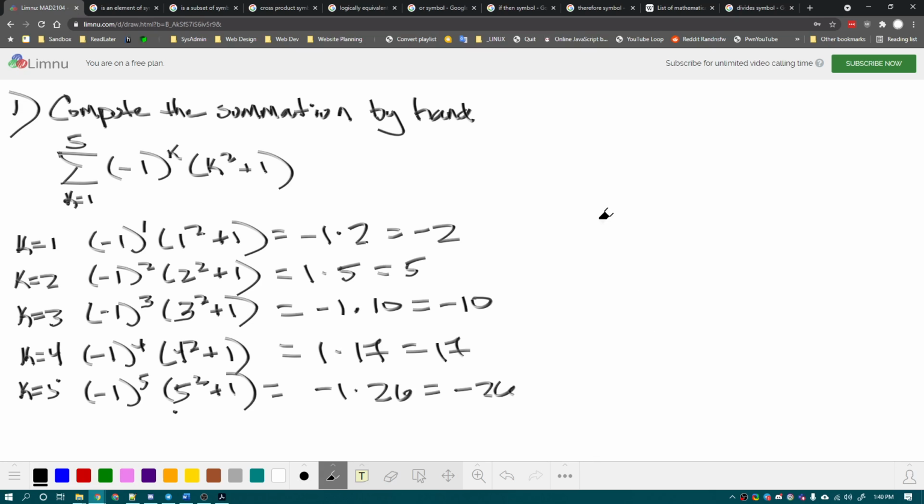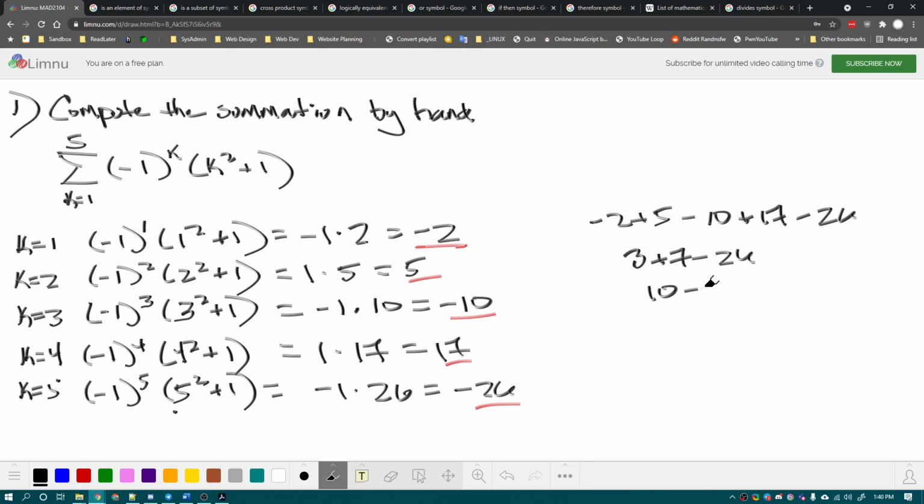And only now will I sum everything up. This is negative 2, right? So I'm summing up this, this, this, this, and this. So negative 2 plus 5 minus 10 plus 17 minus 26. So that's, I'll just do it in my head here. That's 3 plus 7 minus 26. 10 minus 26 is negative 16. And that's it. That's our answer.